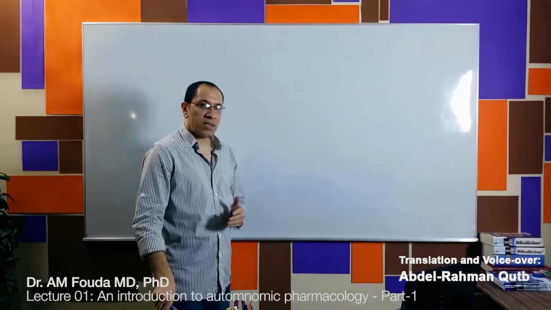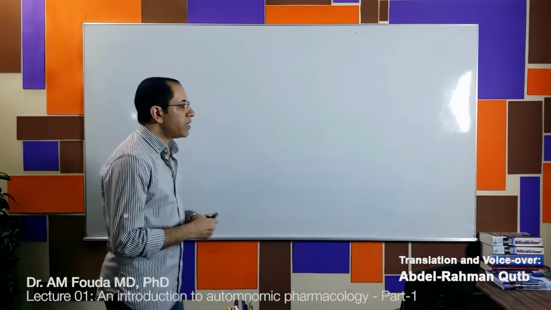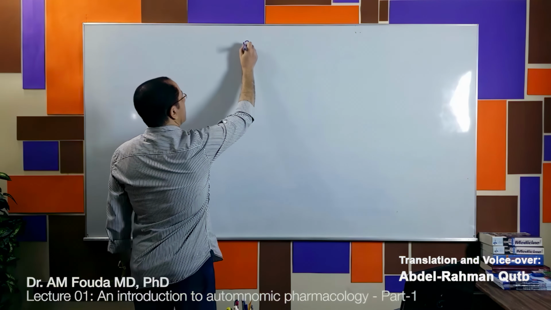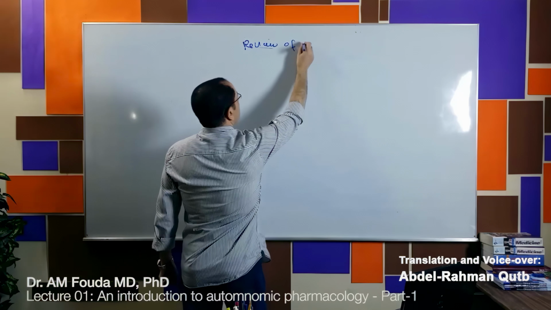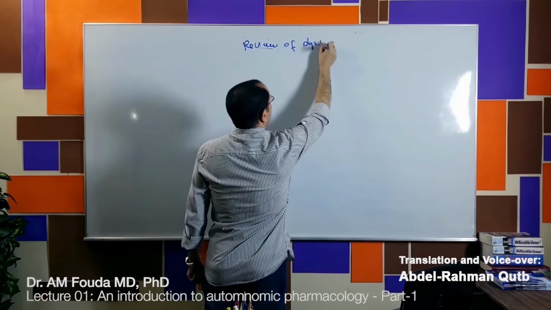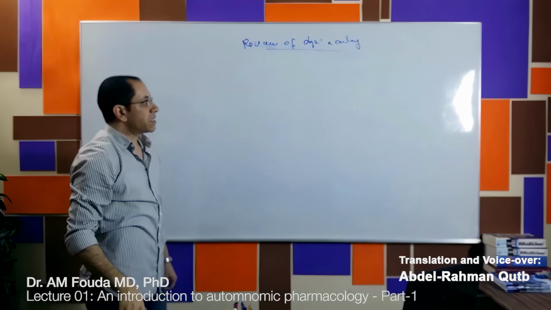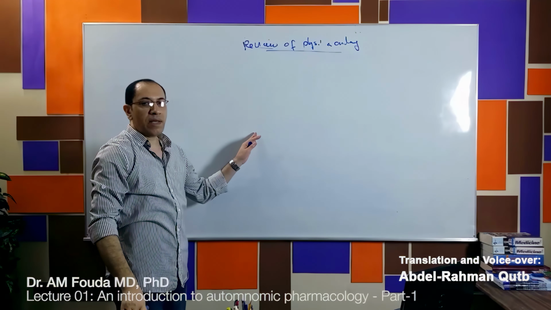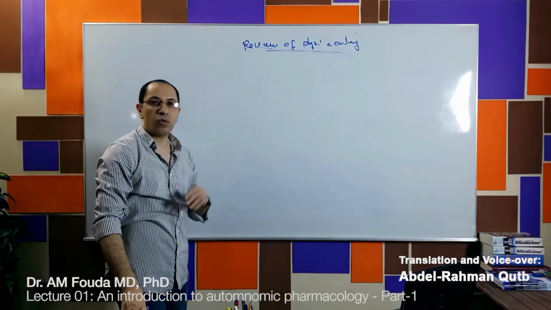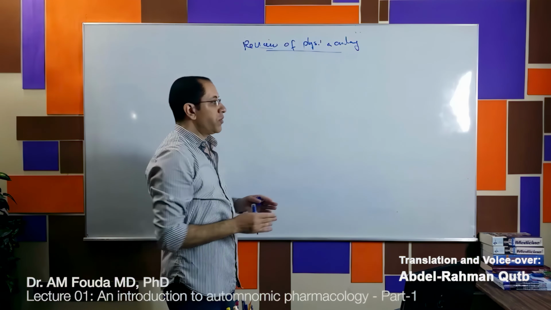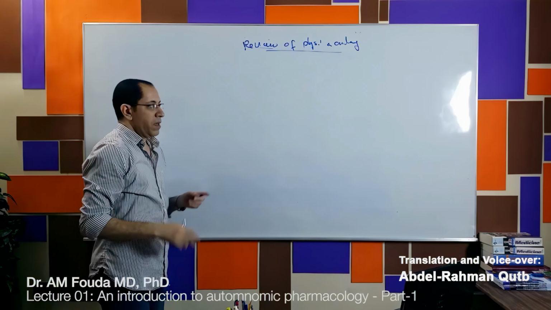We will specify this video and the next one for a quick revision on principles of physiology of the autonomic nervous system. This is the background we need to be able to understand the mechanism of action of all drugs in this chapter. Of course, we don't need to explain all principles of physiology. However, certain points must be clarified to be able to comprehend principles of pharmacology in this chapter.